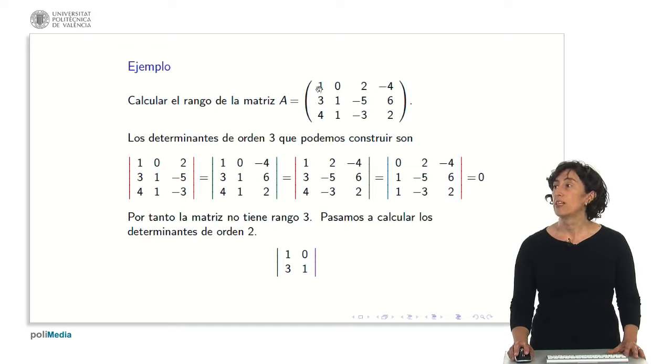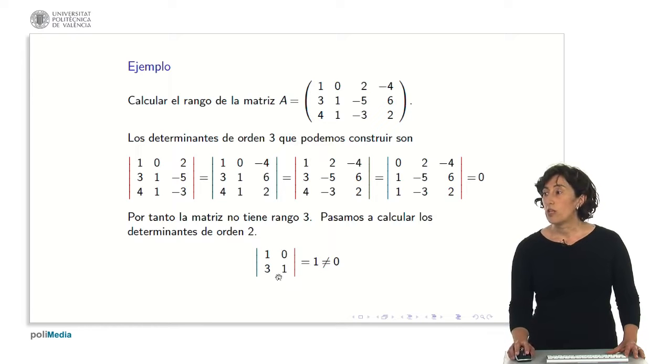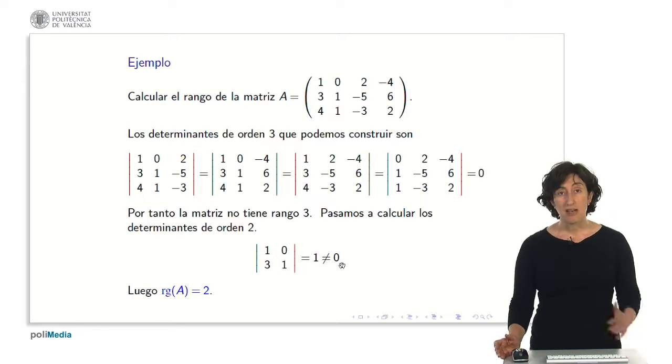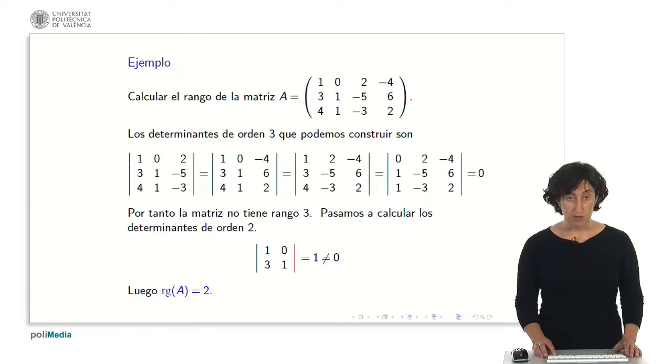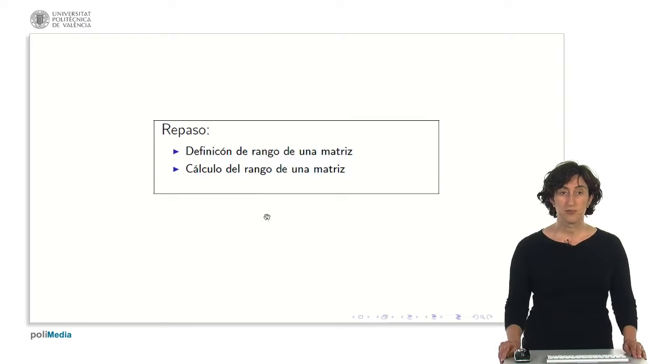For example, I can build the one of the first and second row and the first and second column, 1, 3, 0, 1. This determinant, if we calculate it, is 1, which is different from 0. Then we have found a minor of order 2 different from 0. Therefore, we can conclude that the rank of the matrix A is 2. Well, this is the way to calculate ranks for matrices of any size, to know which is the highest order of the non-null minors that we can build for that matrix. Therefore, we have seen how the rank of a matrix is defined and how we would calculate it.